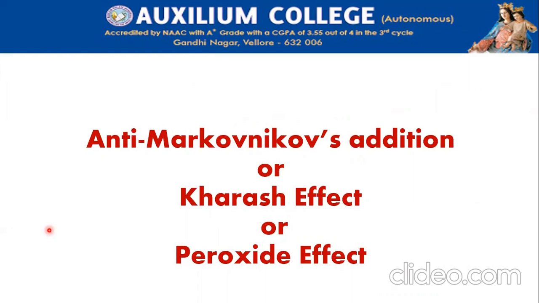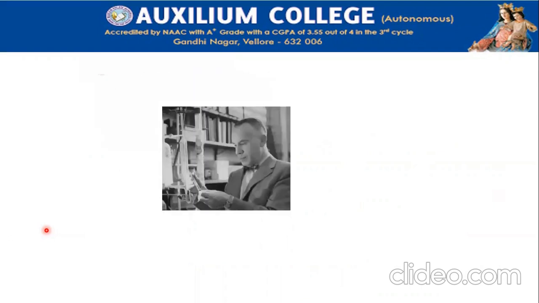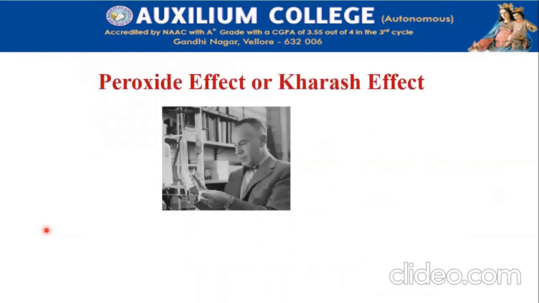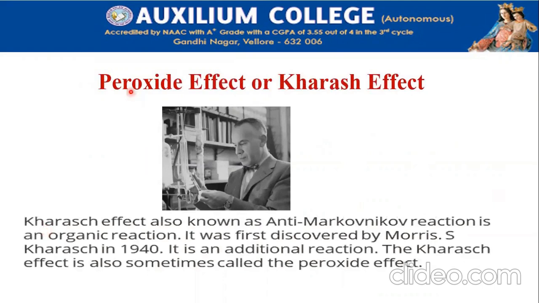Next we are going to discuss anti-Markovnikov's addition. This addition is also called the Kharasch effect or peroxide effect. You can see in the slide the scientist's picture, and it is also known as the anti-Markovnikov reaction. This is an organic reaction, and it was first discovered by Morris S. Kharasch in 1940. It is an addition reaction, and the Kharasch effect is also called the peroxide effect.